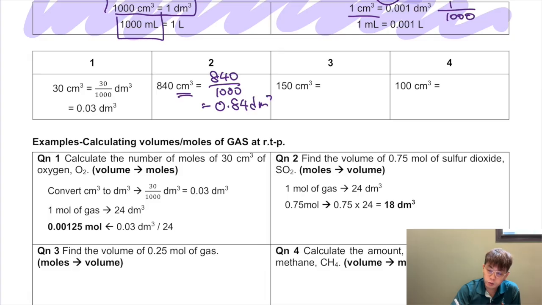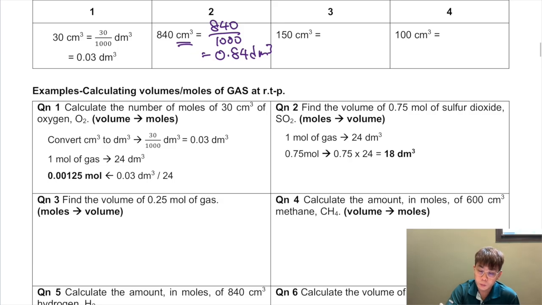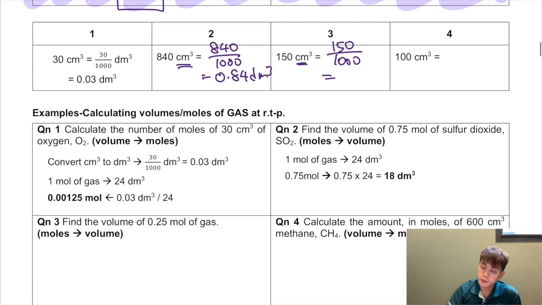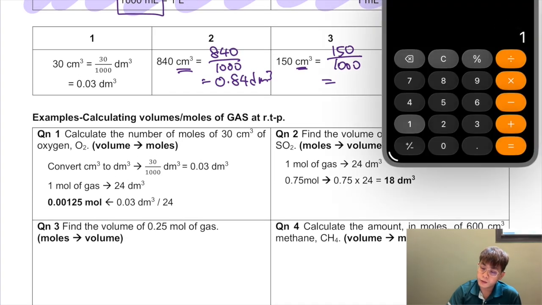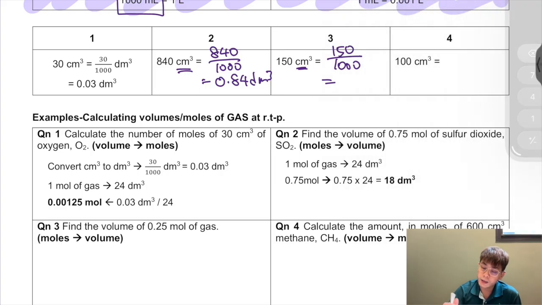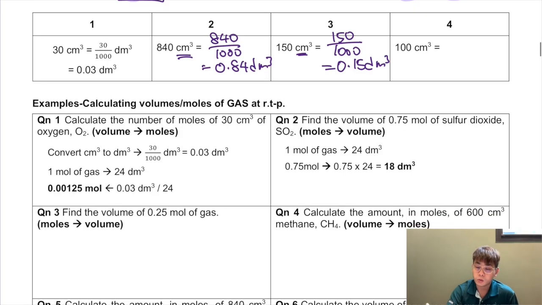0.84 dm cube. Must always convert to dm cube. 150 cm cube to dm cube: 150 divided by 1000 is 0.15 dm cube. Last one, 100 cm cube to dm cube: 100 divided by 1000. This is 0.1 dm cube.